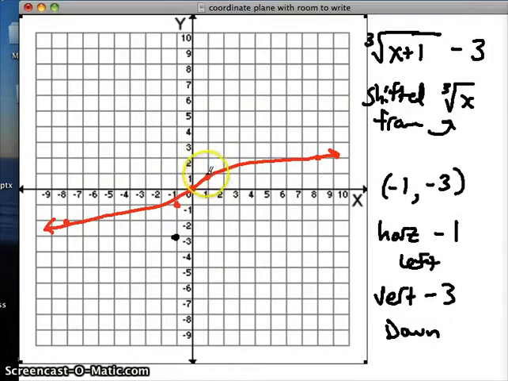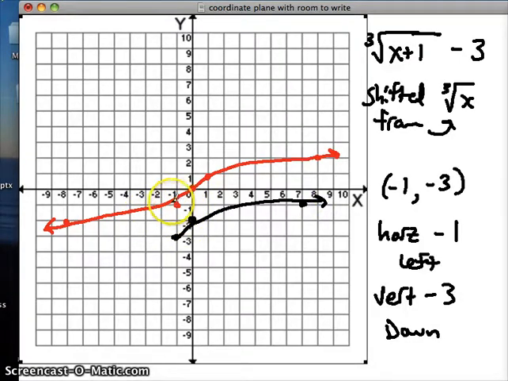Well, if we go from this point and go left 1, down 3, 1, 2, 3, that holds up with our pattern of up 1 over 1. Let's take this next point and go left 1, down 3, 1, 2, 3. And is that up 1 over 7? 1, 1, 2, 3, 4, 5, 6, 7. Yep. So our pattern is holding true.